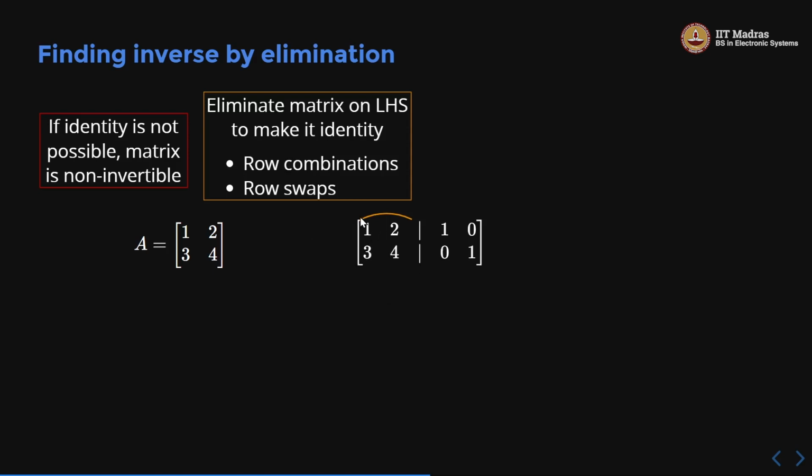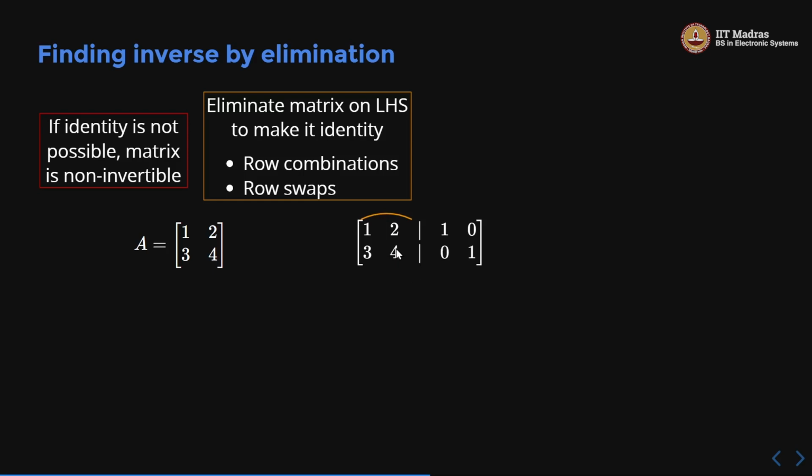Okay. So if you cannot get the identity, then the matrix is not invertible. If you get stuck somewhere and you can't find a pivot just by row swaps and row combinations, then it means that the matrix is not invertible. You've seen this, so it works. When it is invertible, this alone works. Okay, so that's what you get here.